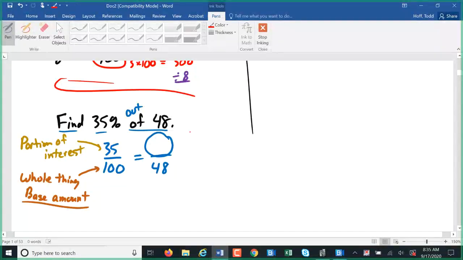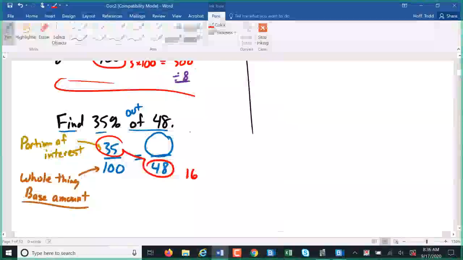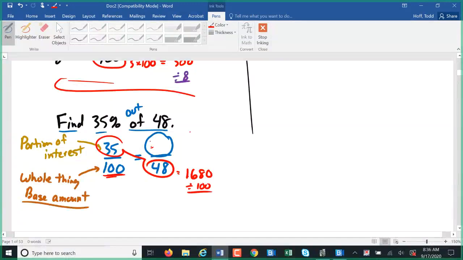So we find the two numbers that are diagonal with each other, in this case the 35 and 48. We multiply. 35 times 48 will give us 1,680. And then the number that is diagonal with our missing number, in this case the 100, is what we divide by. So 1,680 divided by 100 is 16.8. So 16.8 is our 35% of 48.